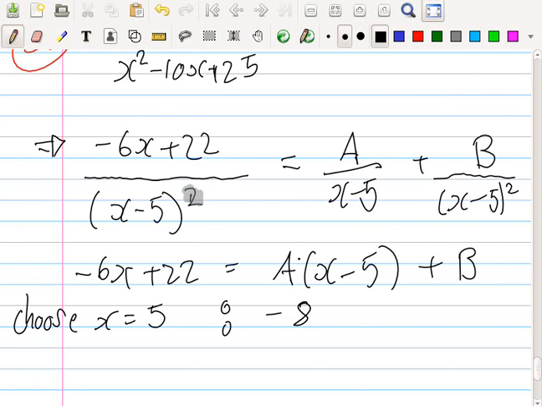And what happens here? 0. Yes? Right? And then what am I left with here on the right? B. If I choose x equals 5, this will be minus 8, and this here on the right will just be b. So look, you have b. You see? What you do is you choose a number that cancels, so you can have just one piece left. Some people are accepting this, some are not accepting this.